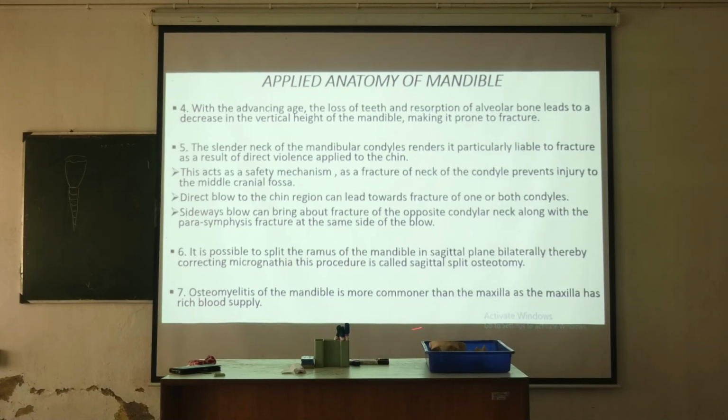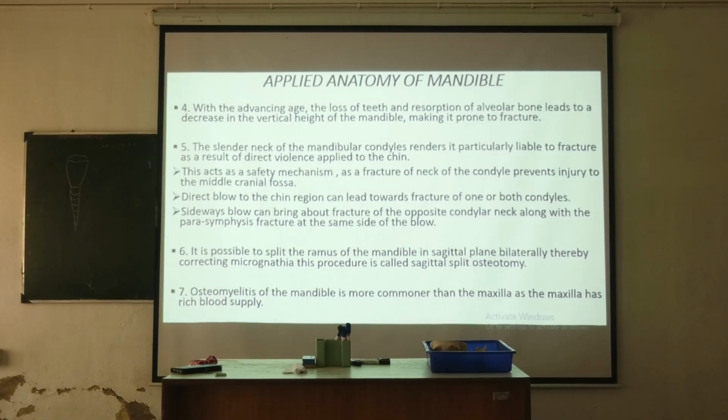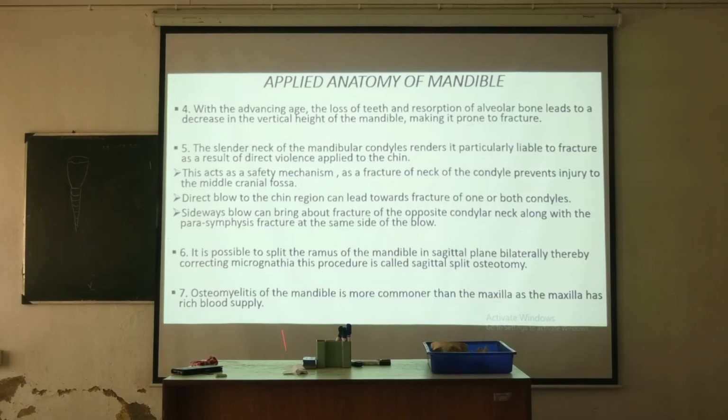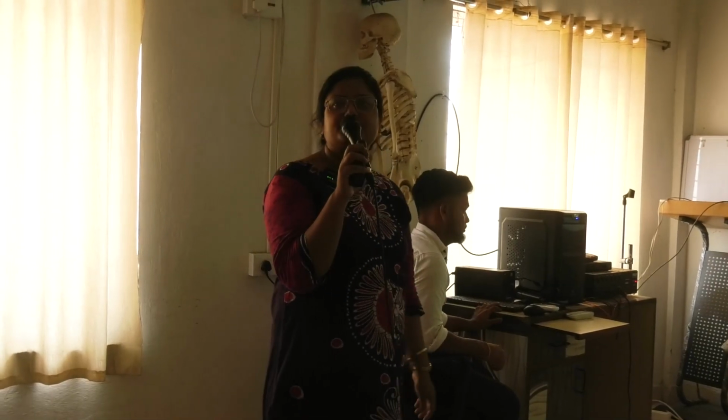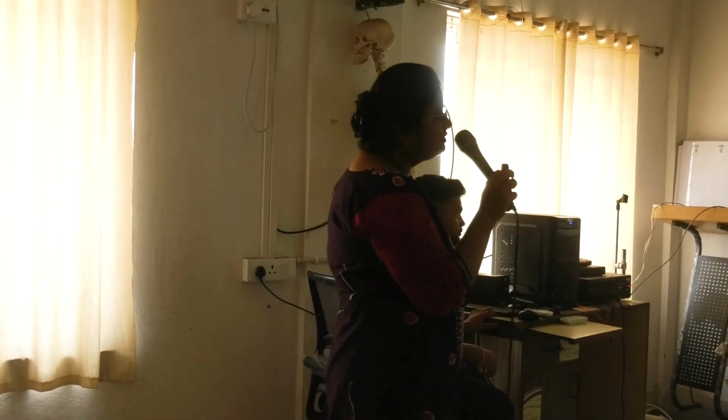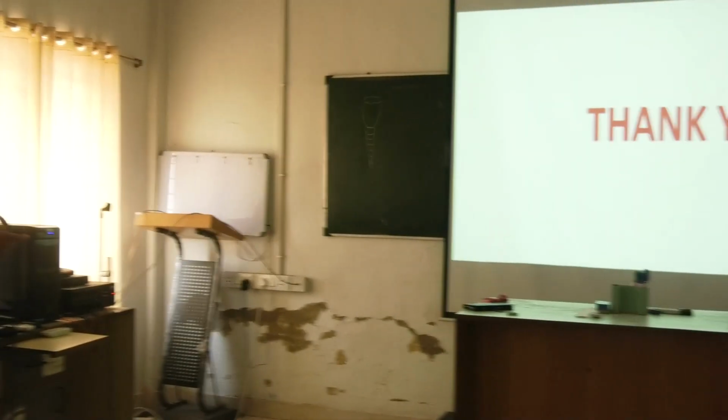And osteomyelitis of the mandible is more common than of the maxilla, as the maxilla has a rich blood supply. Osteomyelitis means infection. If there is a rich blood supply, it will help in resolving the infection faster. That's why the mandible is more commonly involved in osteomyelitis. Okay, next. Okay, that's all.